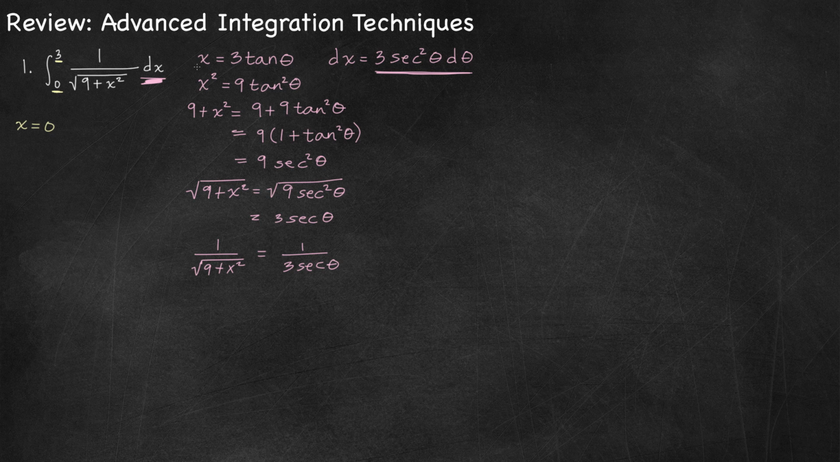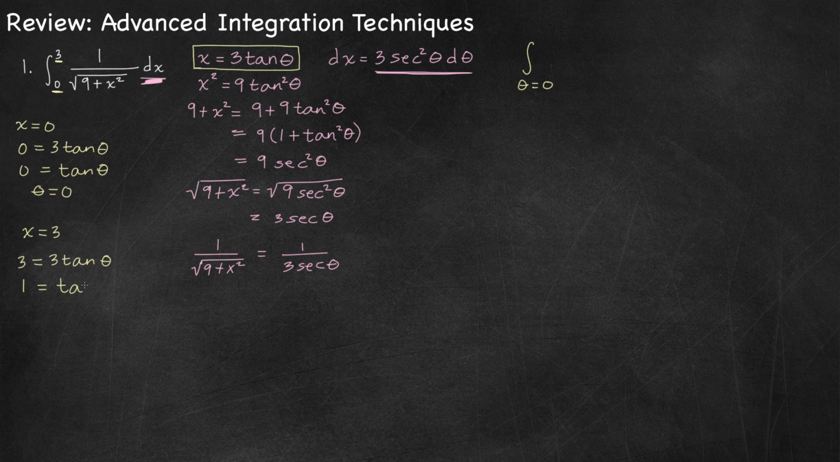And to convert that, I'm just going back to my equation that relates x and theta. When x is 0, that equation becomes 0 equals 3 times tan theta. Divide both sides by 3, we get 0 equals tan theta, and tan theta equals 0 at 0, so theta equals 0. When x equals 0, theta equals 0. So in my new integral, my lower bound is going to be theta equals 0. And then we'll convert the upper bound. When x equals 3, my equation becomes 3 equals 3 tan theta. Divide both sides by 3, we get 1 equals tan theta. And I know the tangent of pi over 4 equals 1. So theta equals pi over 4 is my upper bound.